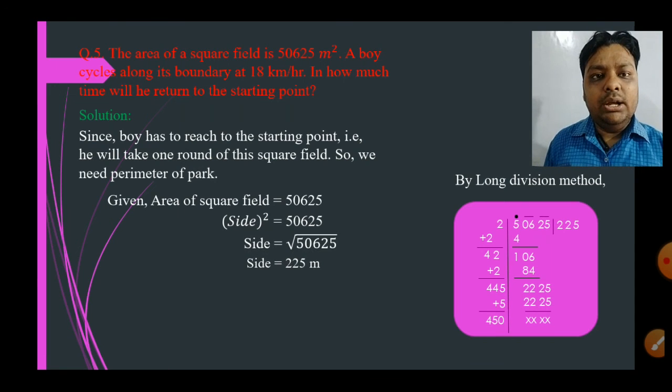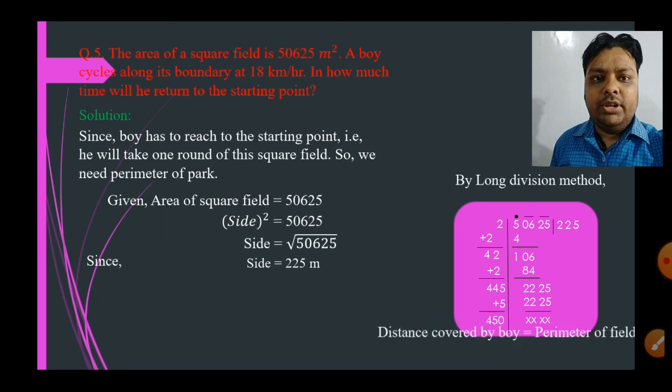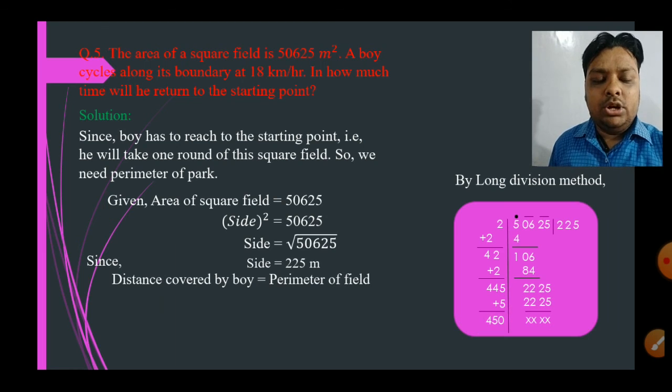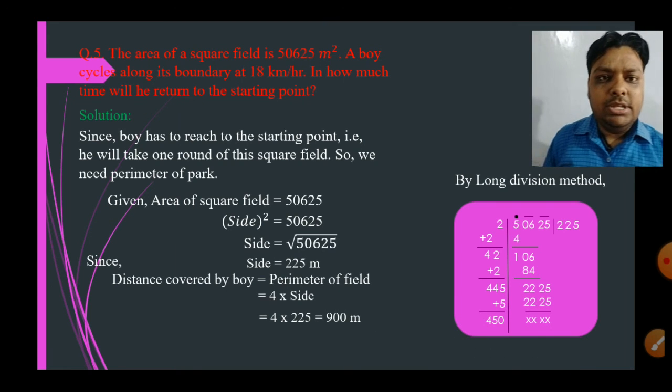Now we know the side of the field, so we will apply the perimeter formula. The perimeter of the square will be 4 into side, and it is also the distance covered by the boy in one round. So 4 into 225 is equal to 900 meter. It means the distance covered by the boy will be 900 meter.